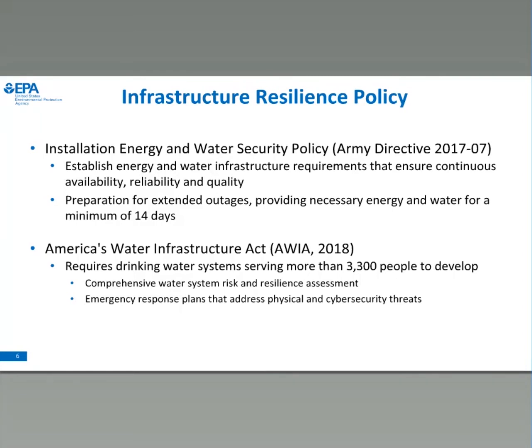In 2018, there was an update to the Bioterrorism Act called the America's Water Infrastructure Act that required drinking water systems serving more than 3,300 people to develop comprehensive water system risk and resiliency assessments and emergency response plans that address physical and cybersecurity threats. This act built upon the Bioterrorism Act, which included assessing the risk of contamination incidents, to include different disasters from all kinds of hazards.